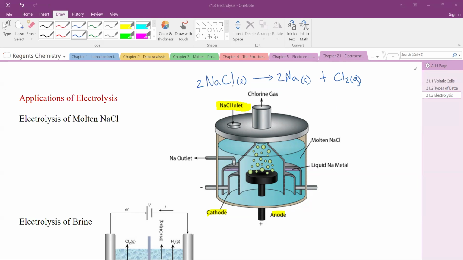So again, going from sodium chloride, which is molten in the liquid state, to solid sodium and chlorine gas, which evolves out of the top of our reactor. Now that is how we produce things like solid sodium to be used in lab and demonstrations and in industry. It's also where we get chlorine gas.